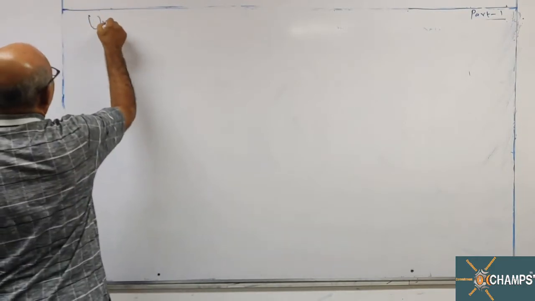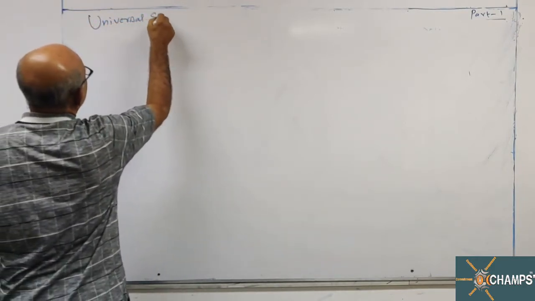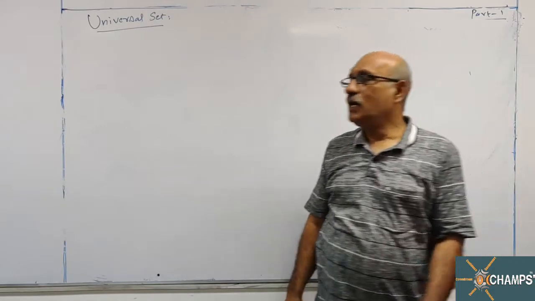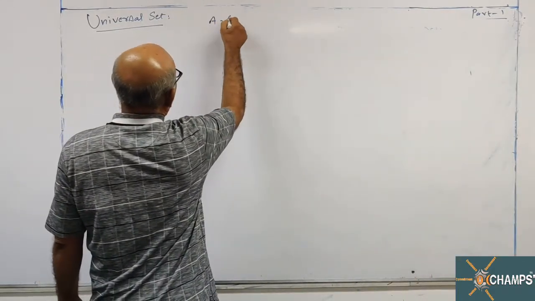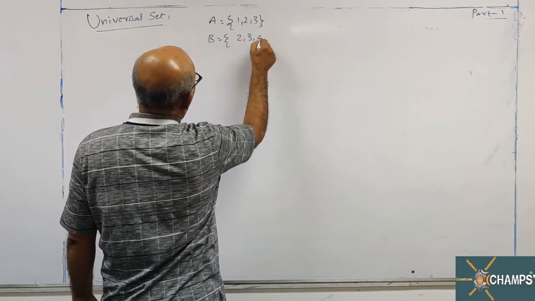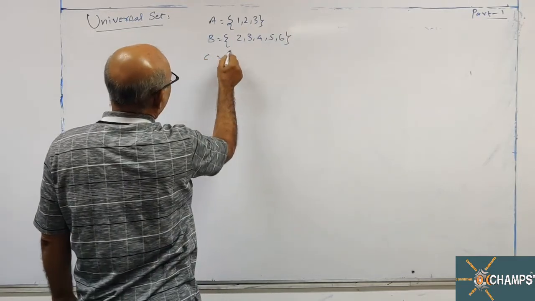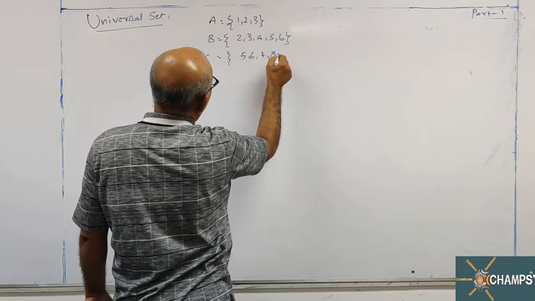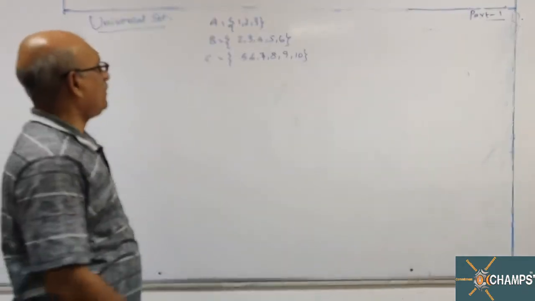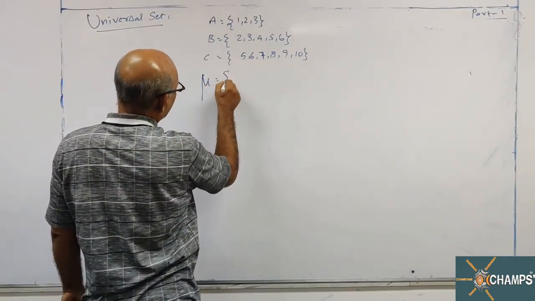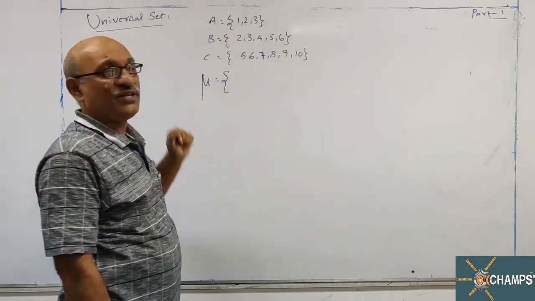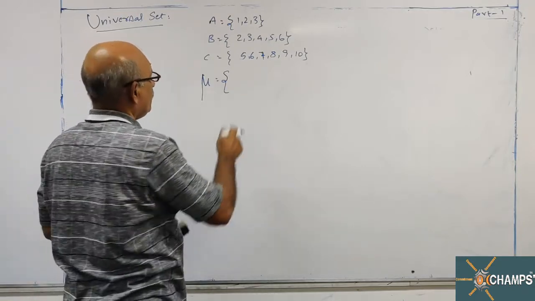Next, universal set. Before going for the definition, let us see an example. Set A is having 3 elements: 1, 2, 3. Set B is having 2, 3, 4, 5, 6. Set C is having 5, 6, 7, 8, 9, 10. This way I have 3 sets. Now consider a set which contains all the elements of the given 3 sets.